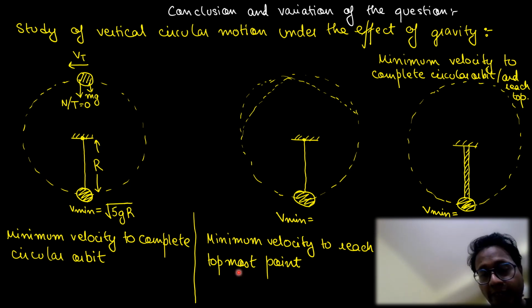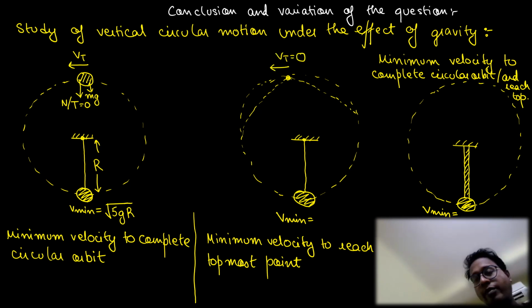So for this type of question, what should be the minimum velocity at the topmost point? The condition out here is that velocity at the topmost point should be equal to 0. So if I apply velocity at topmost point equal to 0, I'll get v minimum, and I can simply apply the work energy theorem between this point and this point. If I do that, I'll get v minimum equal to under root of 4gl.